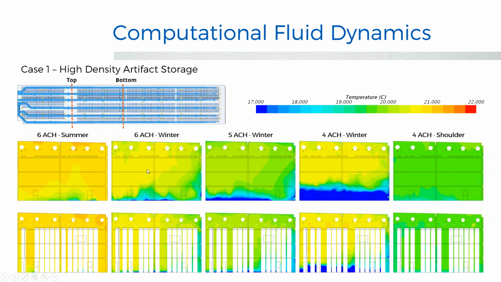In the winter, since we were supplying warmer air than the space air temperature, it had a tendency to just stay on top of the shelves and not penetrate down. So the result was we would get these layers of cold air near the floor that the supply air just couldn't clear out.